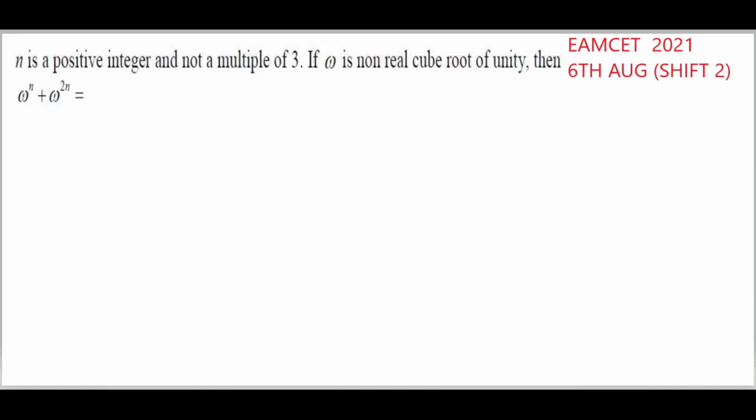If n is a positive integer and is not a multiple of 3, if omega is non-real cube roots of unity, then omega power n plus omega power 2n is. Here it is given n is a positive integer and not a multiple of 3. So take n is equal to 2. That is omega square plus omega power 4. That is equal to omega square plus omega cube into omega. We know that omega cube value is 1. Omega square plus omega is equal to minus 1.